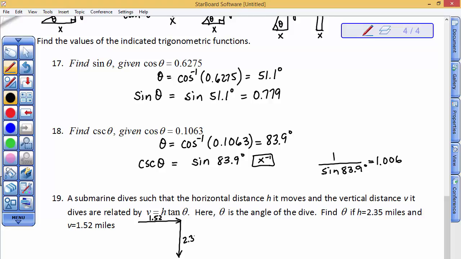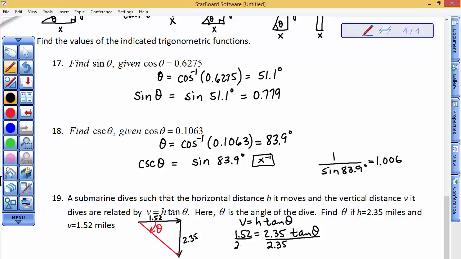And I want to find the angle of the dive. That's what I want to find. And this formula is telling you that you can find that angle of the dive by putting the vertical in here and the horizontal in there. So I'm going to write my formula down. V equals H times the tangent of theta. I'll put 1.52 in for V and 2.35 in for h, and then to get the tangent of theta all alone so that I can solve for theta, algebraically I'm going to divide both sides by 2.35.